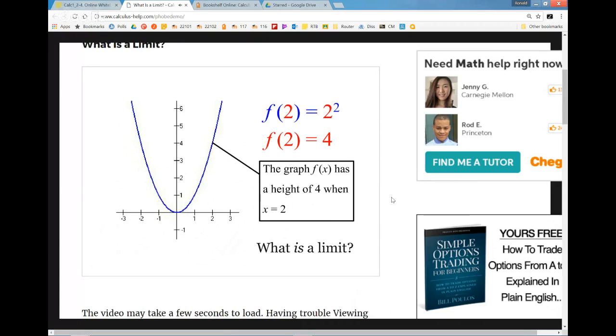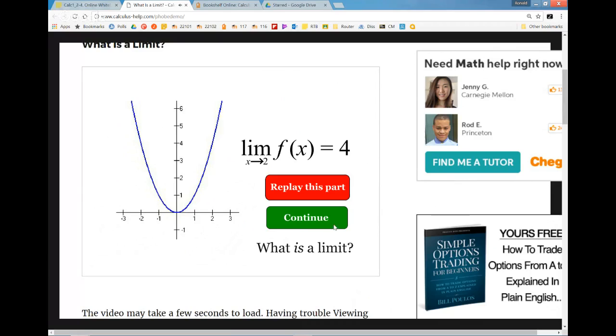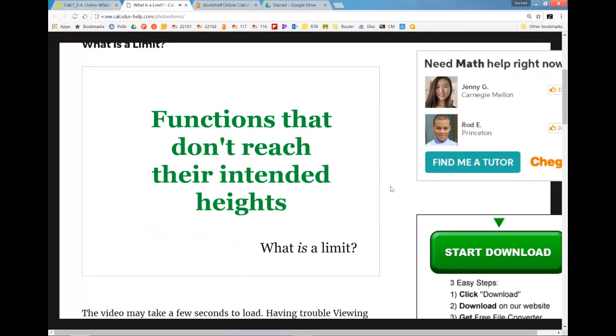Pretty simple. But now I can create my first very basic limit statement, and that is the limit as x approaches 2 of f of x equals 4. This just means that whenever I'm getting very close to the x value of 2, my function is getting very close to the height of 4. There's nothing really earth-shattering about what we just learned.